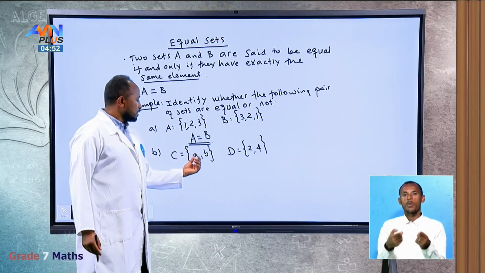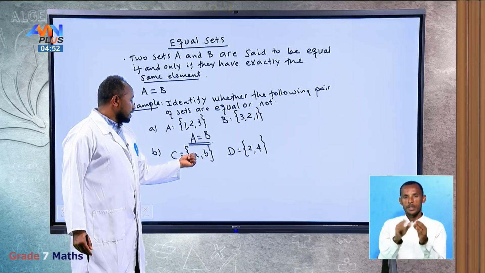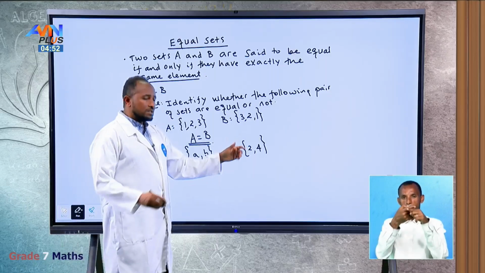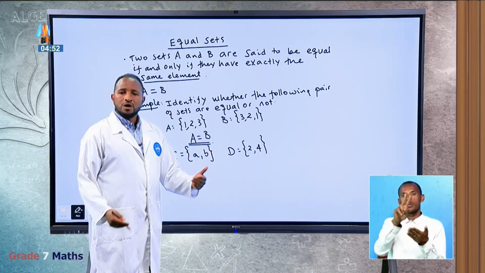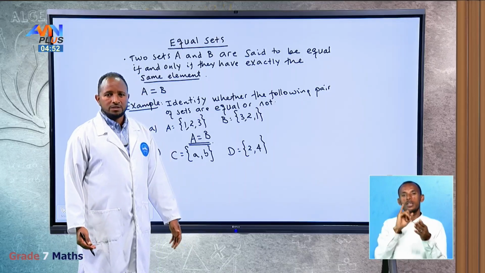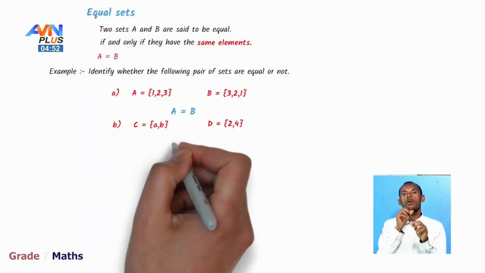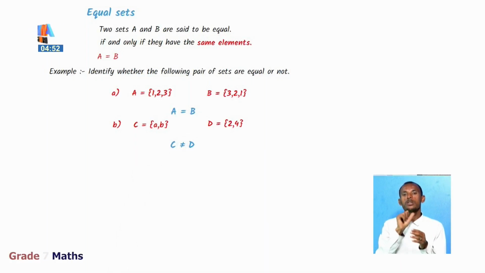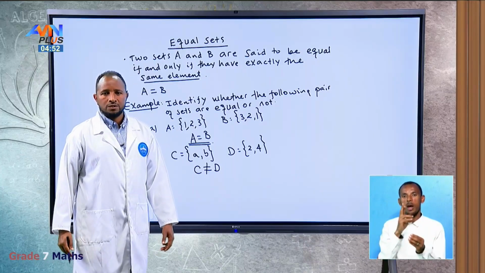Set C contains the elements a and b, but set D contains other elements, 2 and 4. So these two sets do not have exactly the same elements. Therefore, set C is not equal with set D. These two sets are not equal sets.